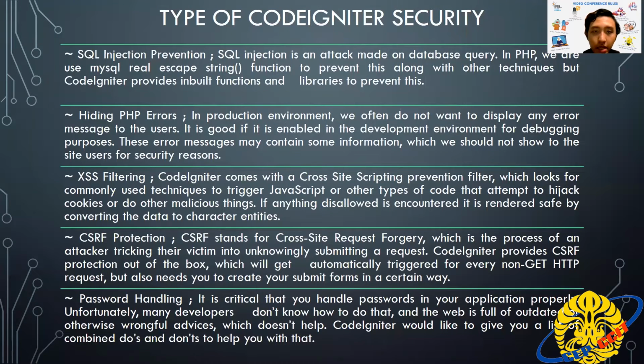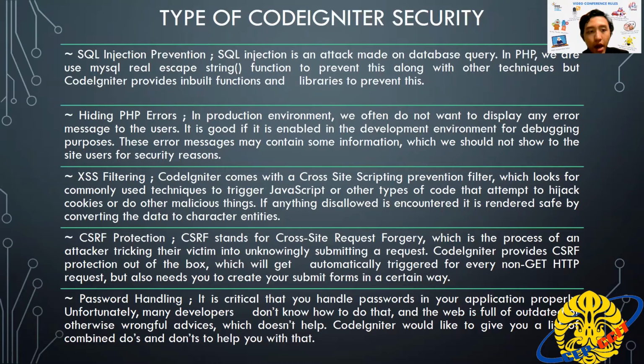And next, these are the types of CodeIgniter security systems. First, we have SQL injection prevention. SQL injection is an attack made on a database query. In PHP, we use the mysql_real_escape_string function to prevent this, along with other techniques, but CodeIgniter provides built-in functions and libraries to prevent this.